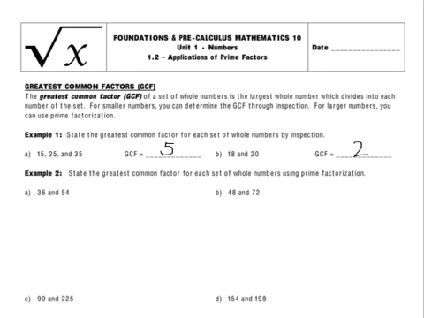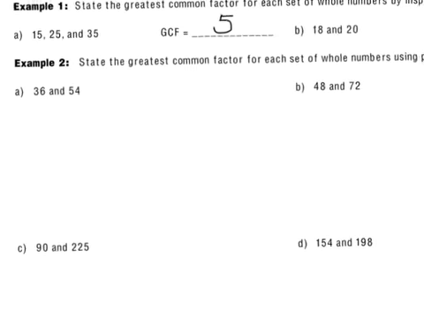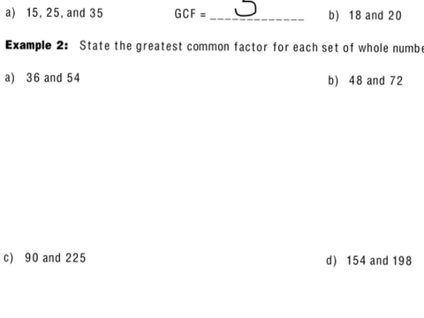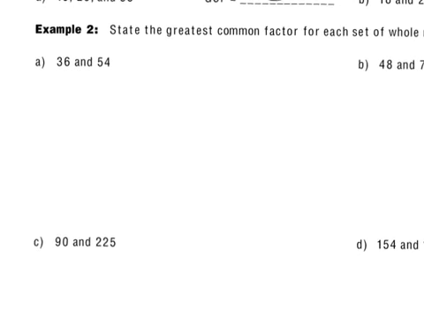Now, example number 2, we're going to do the same thing. We're going to find the GCF of the following numbers, but this time we're going to use prime factorization. Alright, let's blow this up a little bit. We'll need some room here. So how do we do this? Well, first we have to determine the prime factors of 36 and 54. And to do that, I myself prefer the factor tree, so I will do that. You can use a division table if you like.